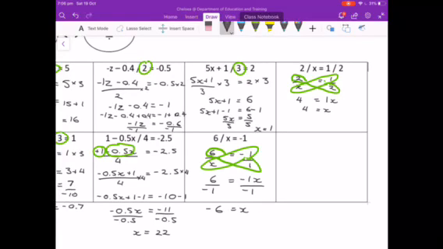And that is how you solve multi-step equations or more complicated equations.